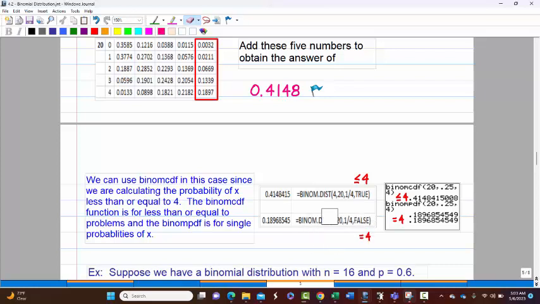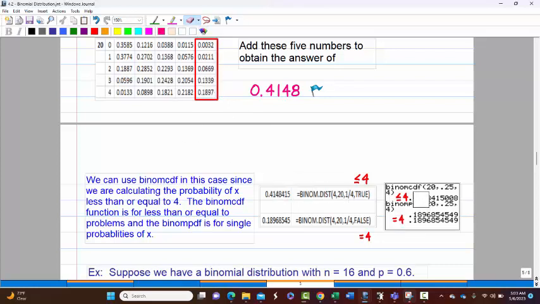Now false. So true means less than or equal to 4. False means just equal to 4. So check out this number right here, the 0.189 and so on. That's the number right here at the very bottom, because that's the number for exactly 4. But see, the true adds up 4, 3, 2, 1, 0, boom, adds them all up.